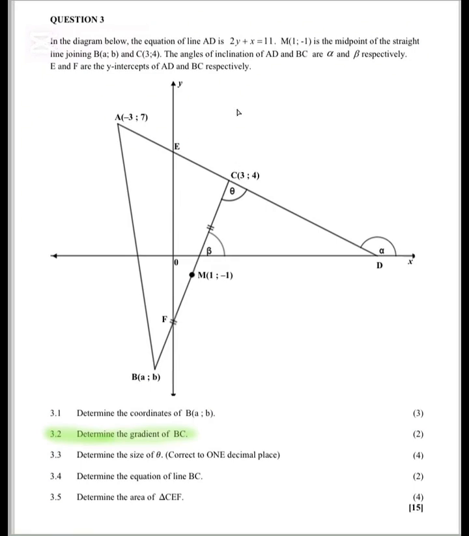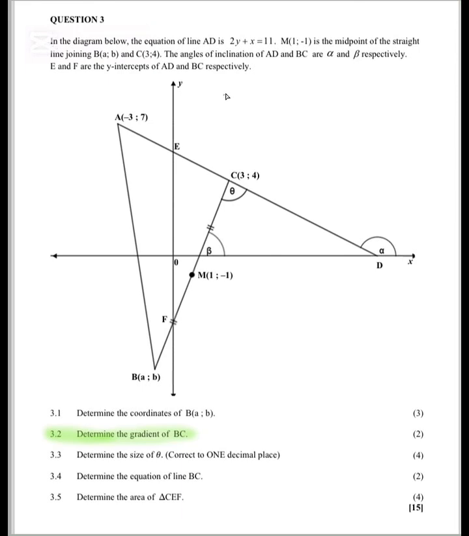Now the second question says determine the gradient of BC. So with this one, you just look at the line BC. We have point C, we have point M, we have point B. If you take 2 points on that line, you can find a gradient.